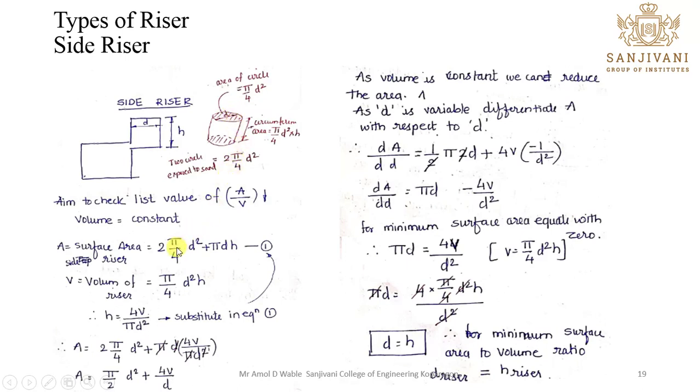Then what will be the volume? If you multiply the circle area with the height, you get the volume. The circle area is pi by 4 d square, into height. So you get the volume of the cylinder. Here we can write the first equation. H is equal to V into 4 by pi d square. So you can write this equation in this manner: H is equal to 4V divided by pi d square.